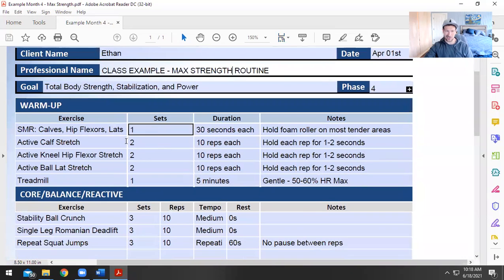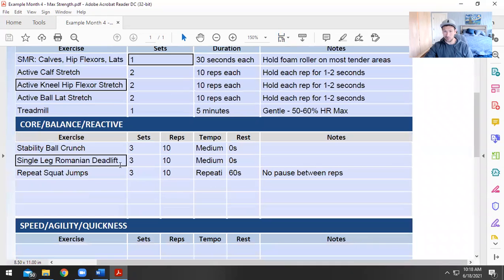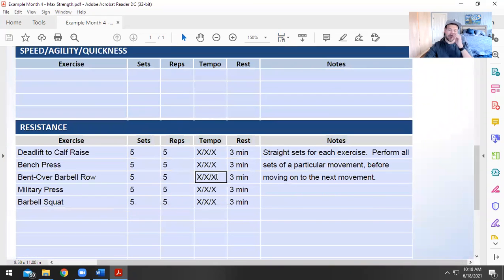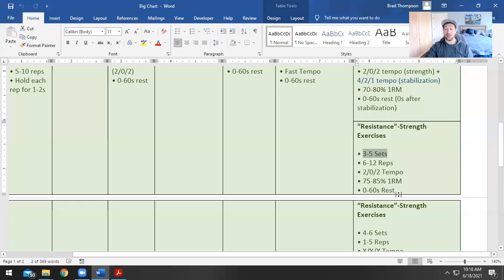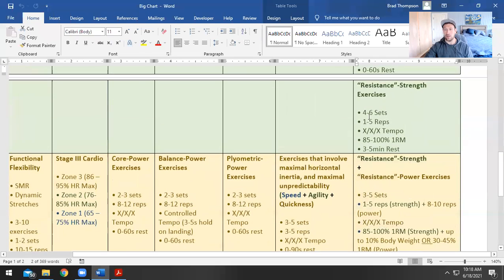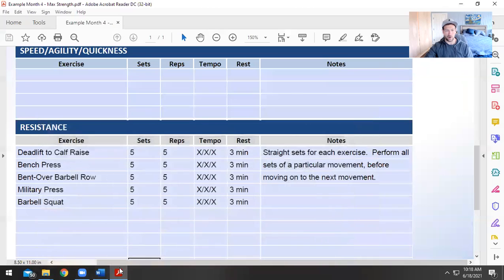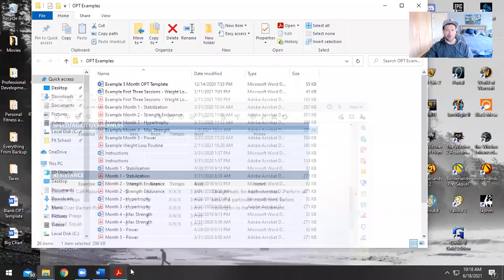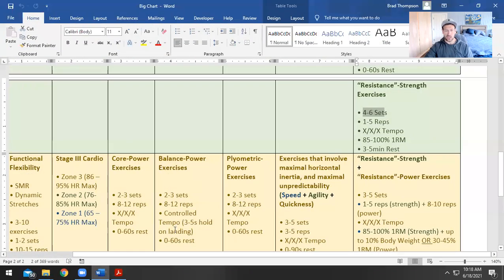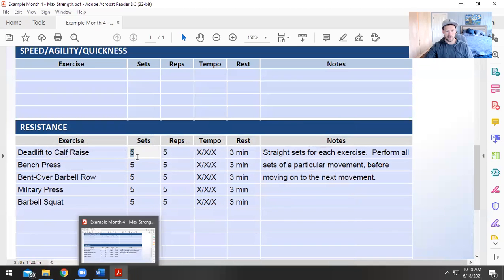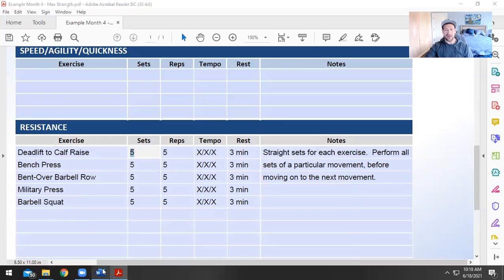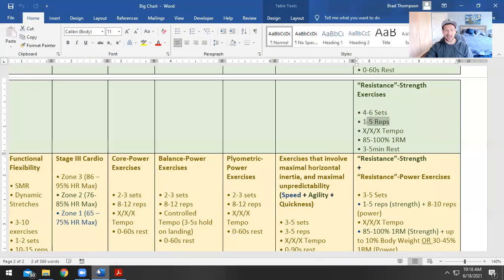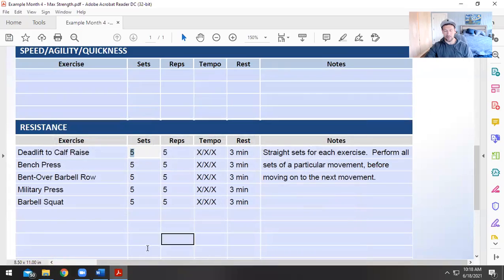So I didn't change the warm-up. I didn't change the movement prep. And now I am going to change the resistance section. So now I'm going to pick between 4 to 6 sets. I went with 5. I'm going to pick between 1 to 5 reps. I also went with 5. So 5 sets of 5 reps. My tempo is XXX. So XXX tempo for all.